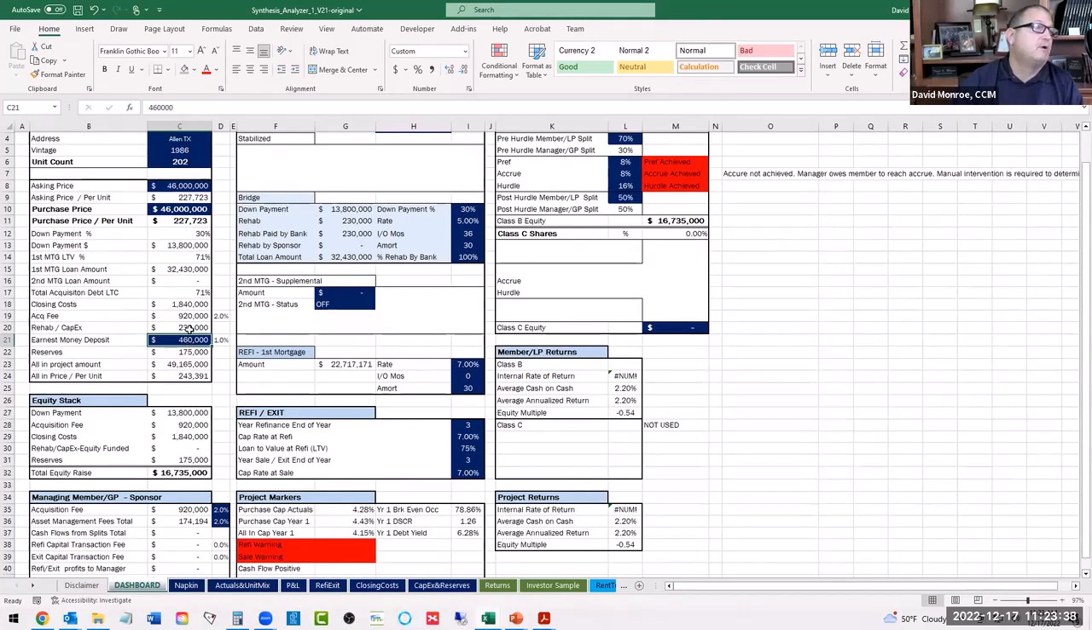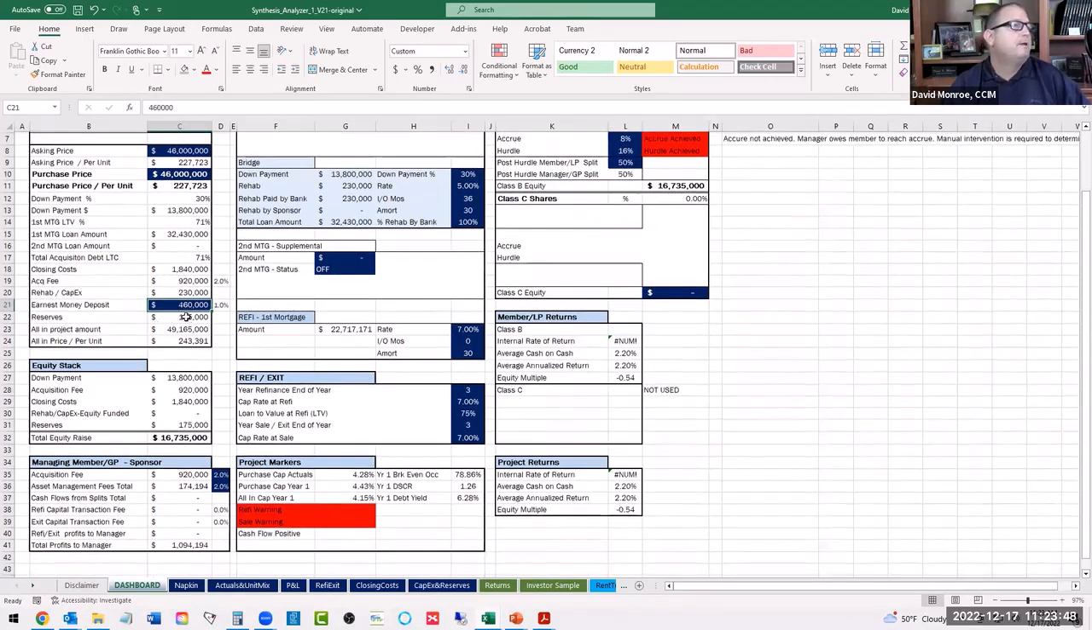So here I put 460 because that's 1% of the purchase price. Pretty average, although not competitive, but we're getting out of a seller's market. It shows what the reserves total out to be, all the information, including acquisition fees.